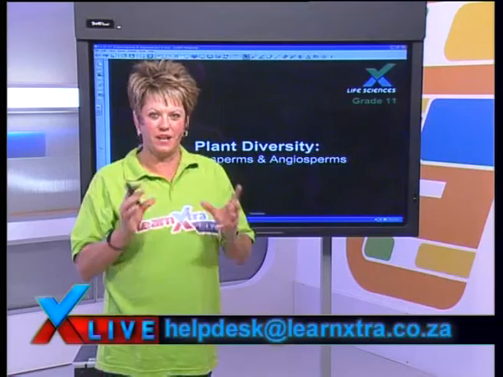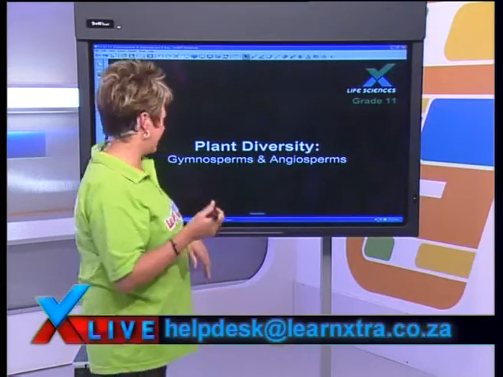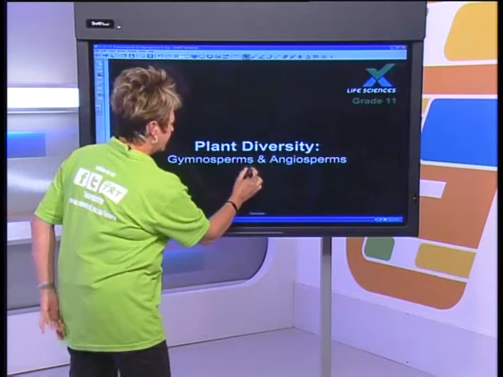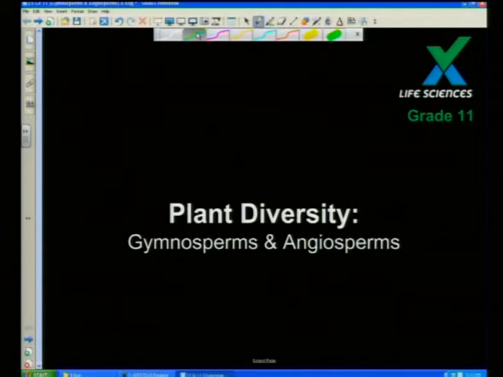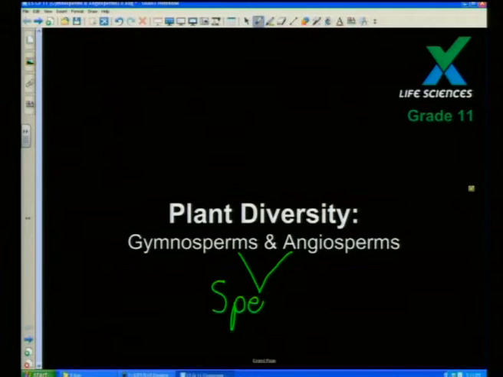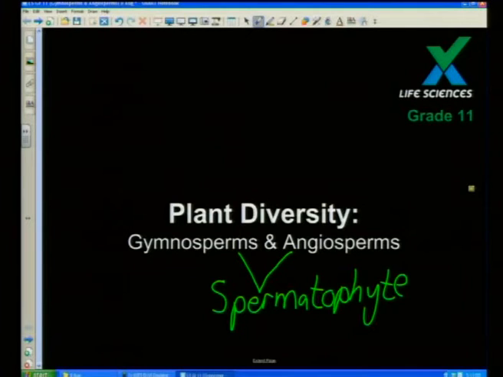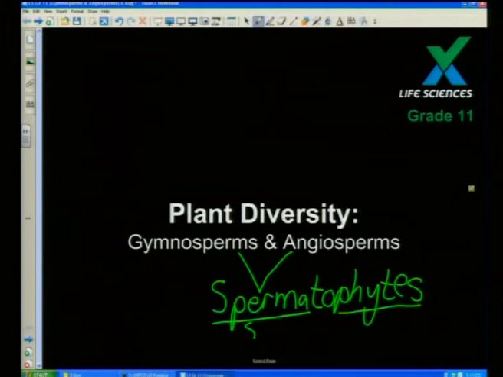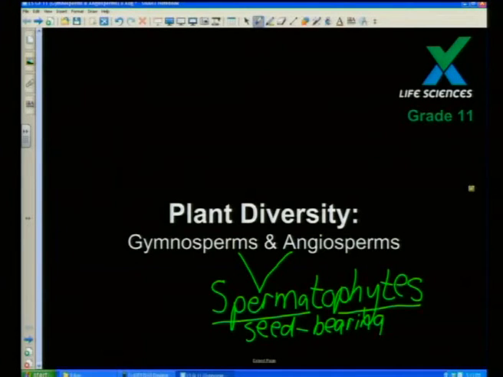Right, guys, we had a little introduction to the flowers and to the pine tree. So let's now go into a bit more detail. As we said, plant diversity: gymnosperms, angiosperms, and we need a pen. Those two groups belong to the spermatophytes. The word phytes means plants. The word sperma comes from the word seeds. So these are seed-bearing plants. Both groups produce seeds.